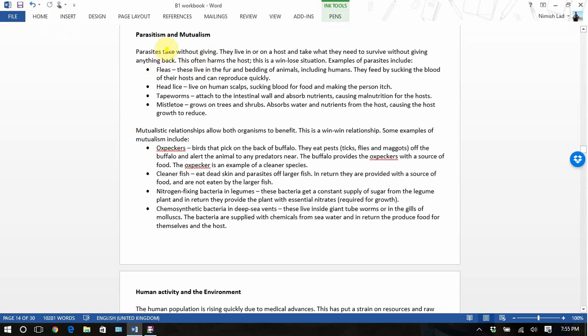Parasites take without giving. Okay, so they take, and they never give. They live on a host and they take what they need to survive, and they don't give anything back. That often harms that host. Okay, this is a win-lose situation.